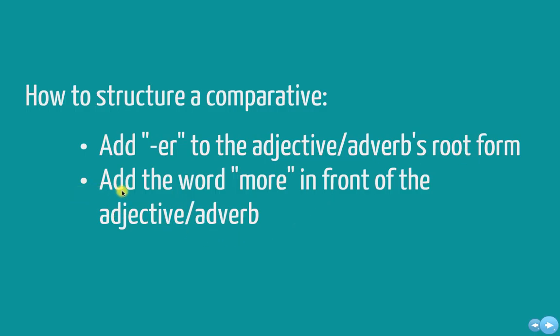The second way is to add the word more in front of the adjective or adverb. This is the case for the word difficult. In order to get the comparative form of this word, you wouldn't just add on er and say difficulter. You would instead add more in front of the word and get more difficult. So either of these two methods work for each adverb or adjective in order to get the comparative.